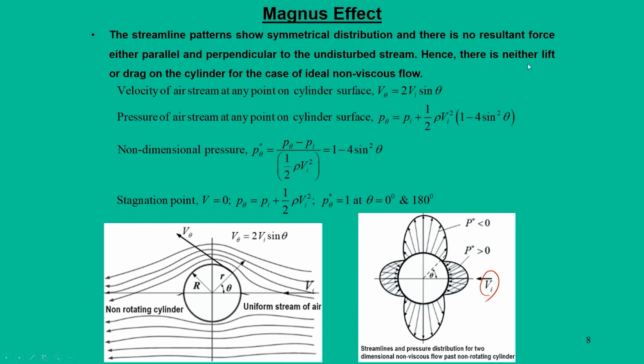Drag and lift are terms used in aerodynamics. Any force which acts perpendicular to the free stream direction of the flow, like here the wind speed, is the lift, and any force that acts opposite to the direction of the wind speed is the drag. Obviously, drag and lift are perpendicular to each other, and we will use the same terms for the analysis of this Magnus effect. So what we see here are the streamline patterns and pressure distribution pattern for a non-viscous flow past a non-rotating cylinder.